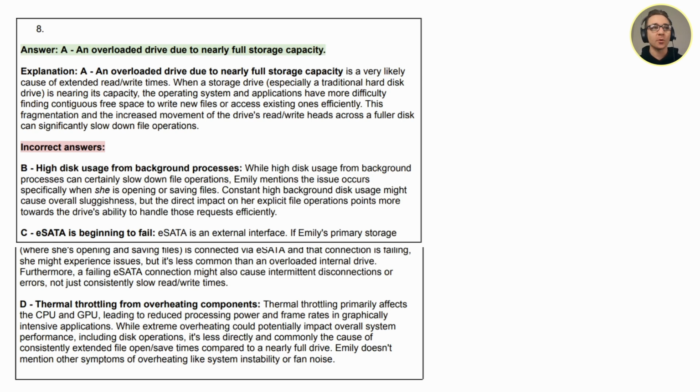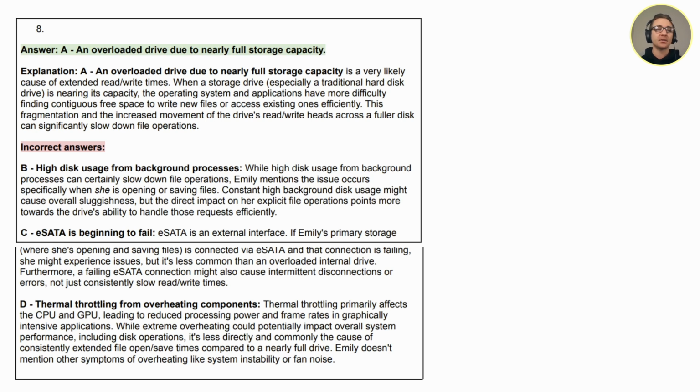So what about the other options? B, high disk usage from background processes. That can slow down your system, but as it says here in the question, it specifically mentions it's only when she's opening or saving files, and it emphasizes when she's saving files. So it's trying to search for where to save these files because you've pretty much got a full disk. So that's why it's taking so long.